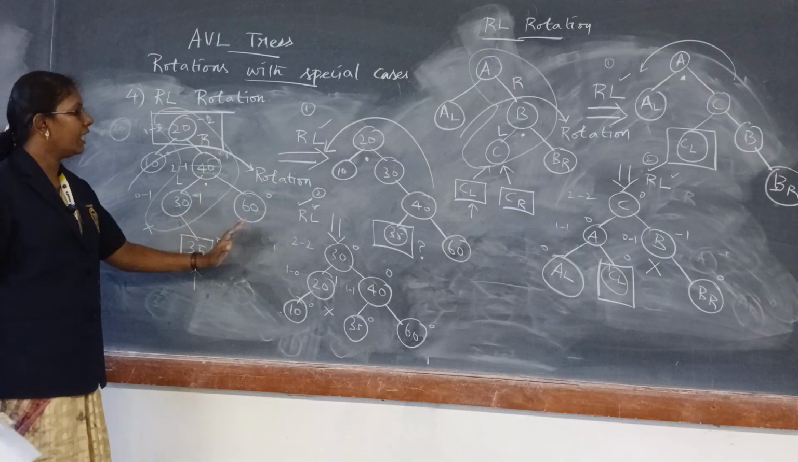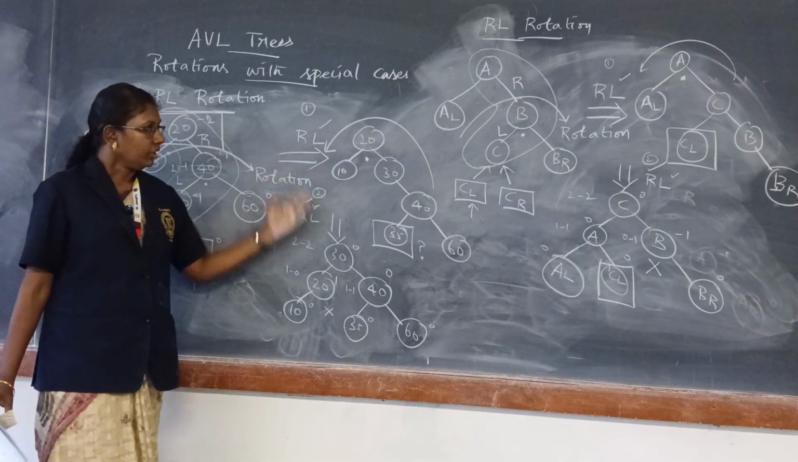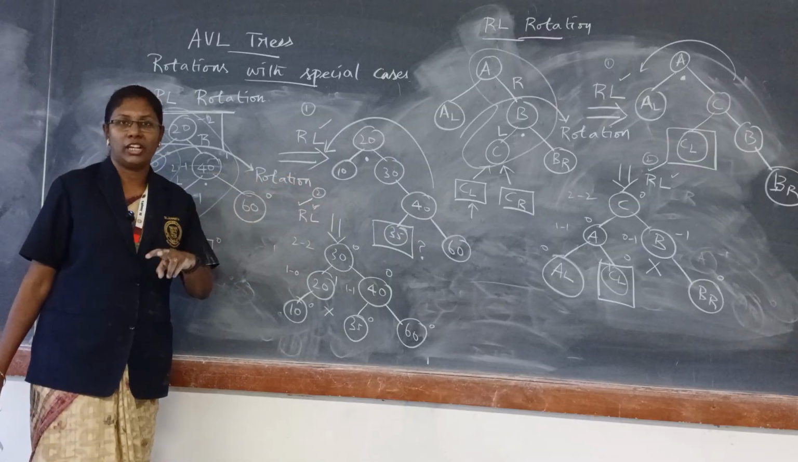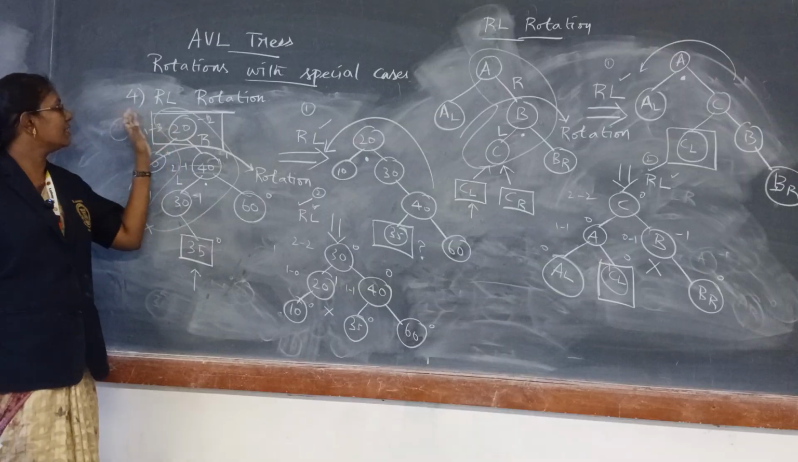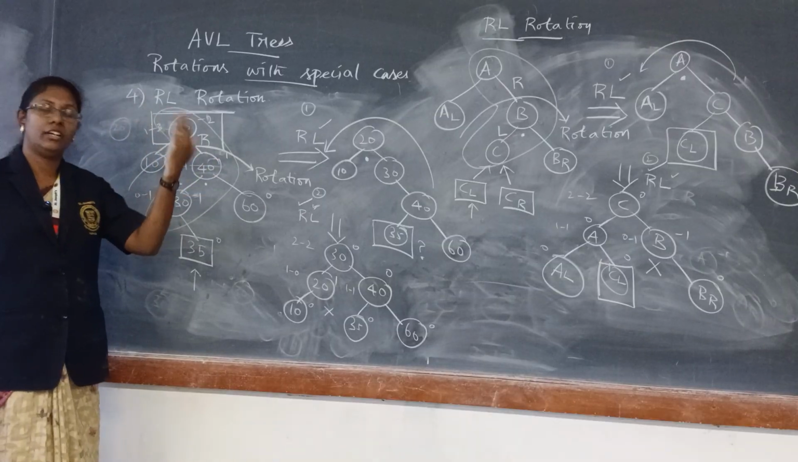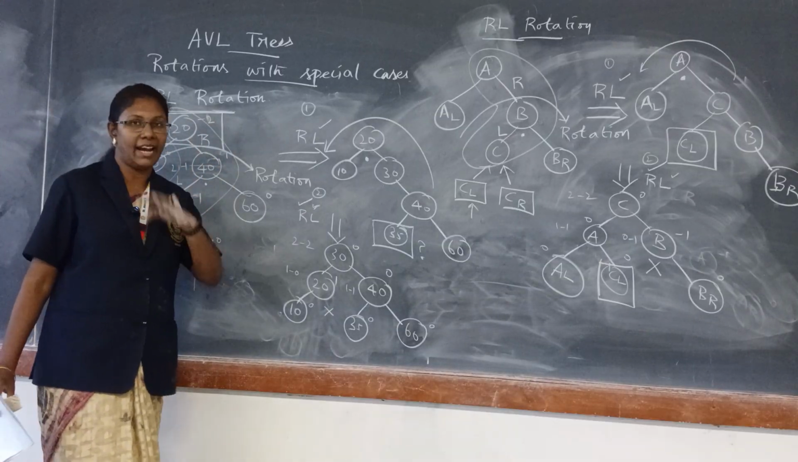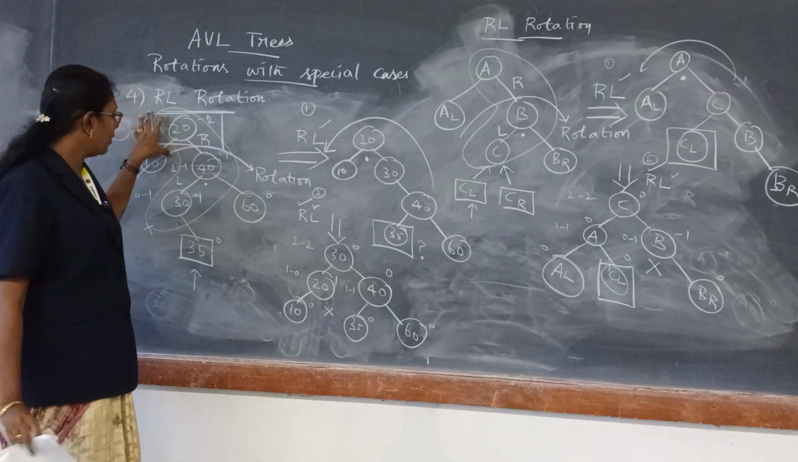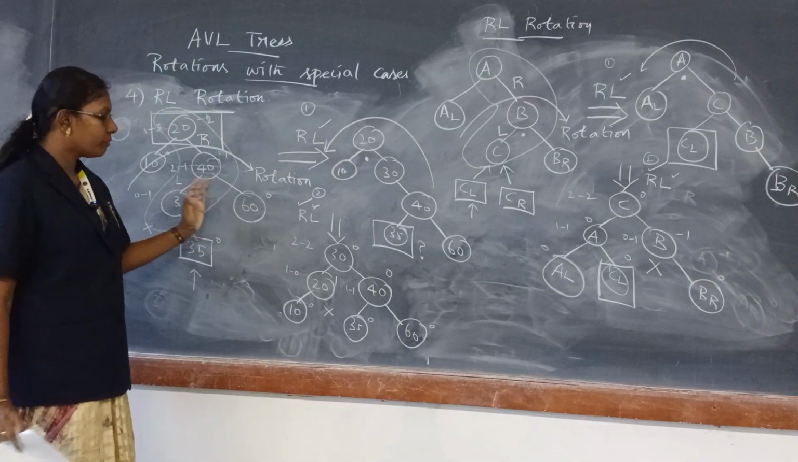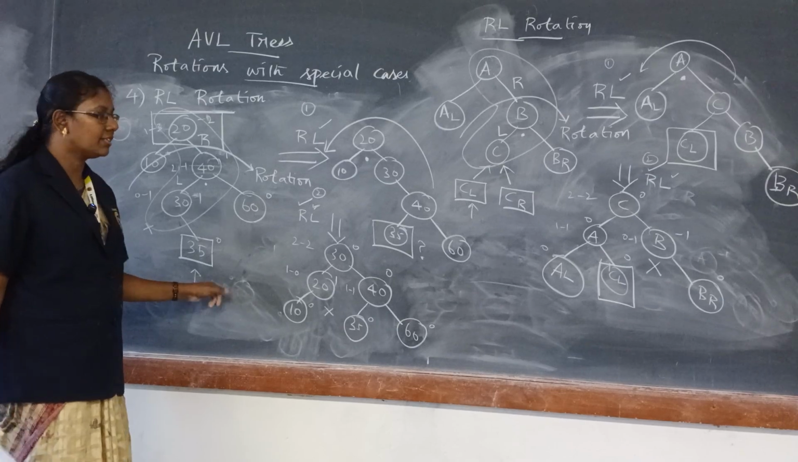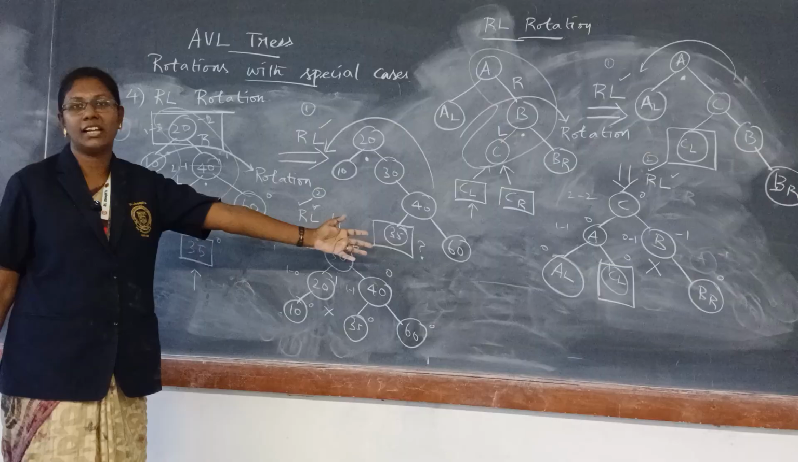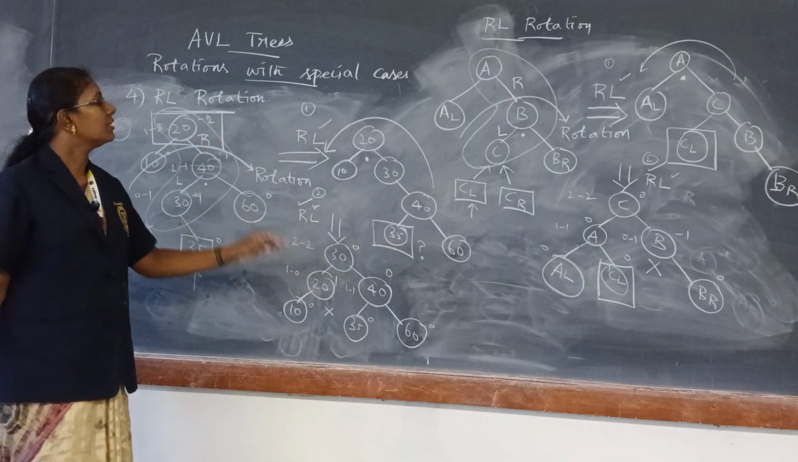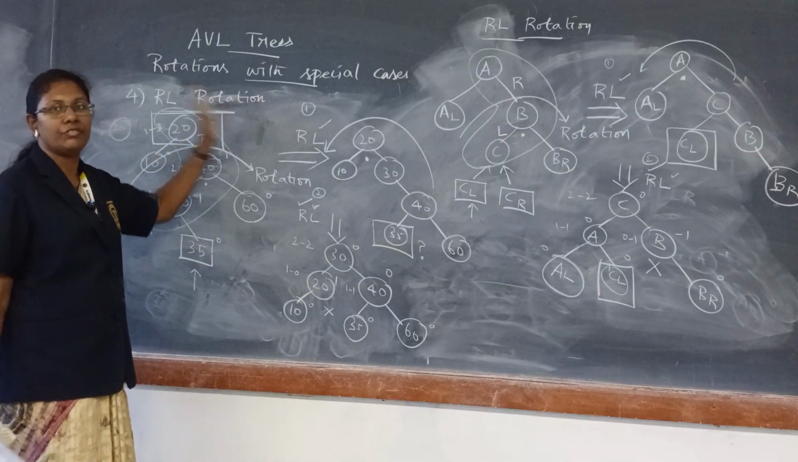So here we have performed two rotations called left and right. That's why we are categorizing this RL rotation in the double rotation category. Here we have considered this node 35. While inserting this 35, whether I am going to insert it on the left side or on the right side, we need to consider. So that is called the special cases of these rotations.